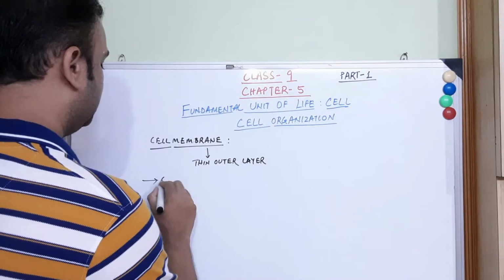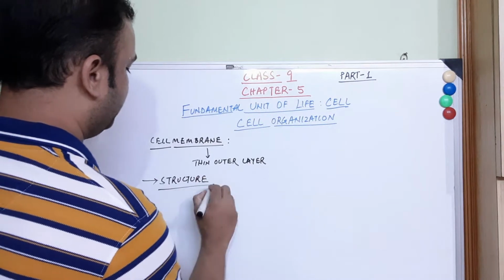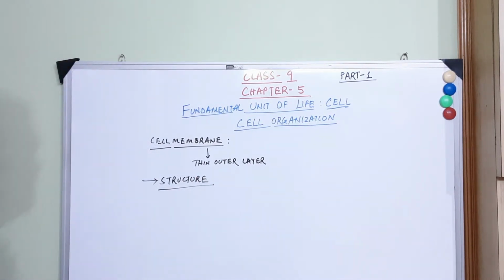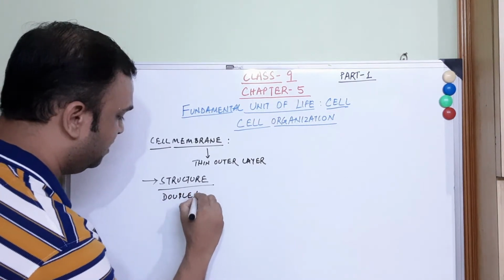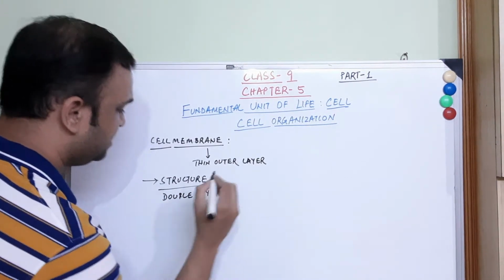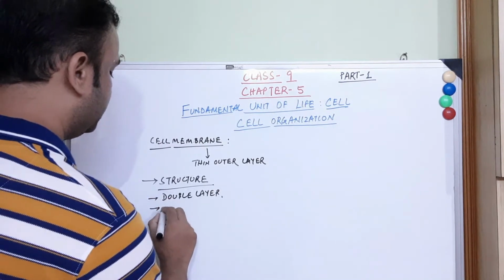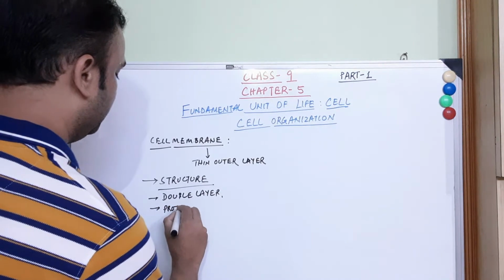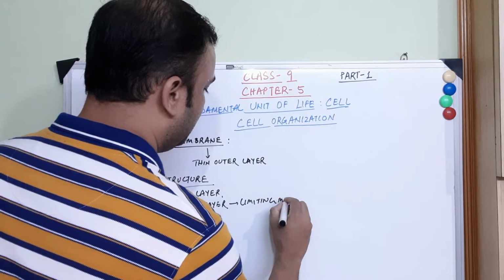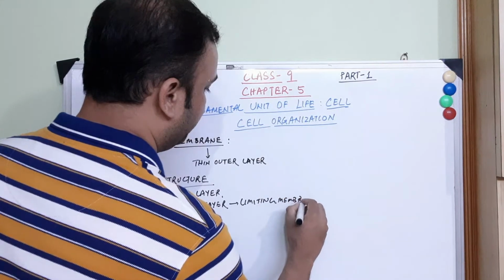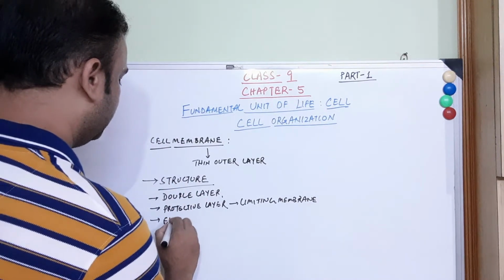Okay, look, so हम लोग बात करेंगे about the structure of the cell membrane. Structure: cell membrane is a double layered structure which is present on the cell. It is an outer layer, a double layer. It is present as a protective layer and it provides a boundary, and that is why it is also called the limiting membrane. This limiting membrane is elastic.